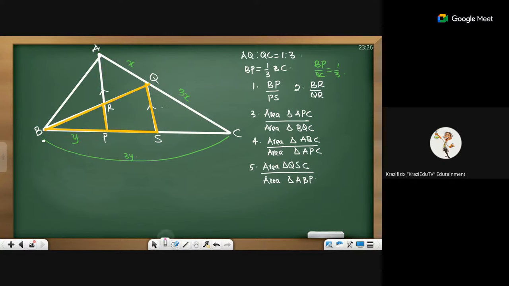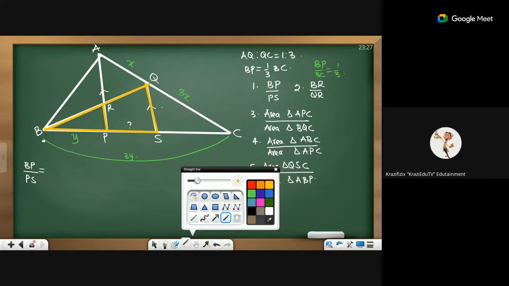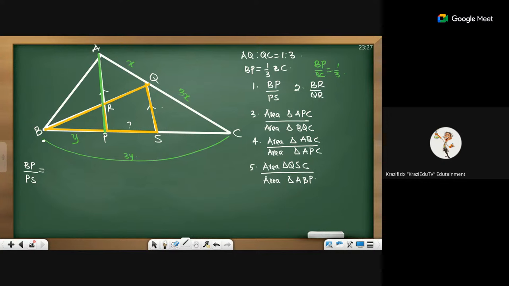So, what do I have? S would be equal to what? But wait, hold on. I don't know PS. I see. I do not know PS. So that means I'm looking at the wrong triangle. Since I don't know PS, I should rather be looking at this other triangle, the other side, which I do know.